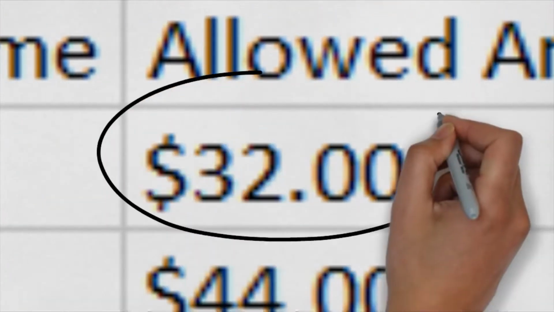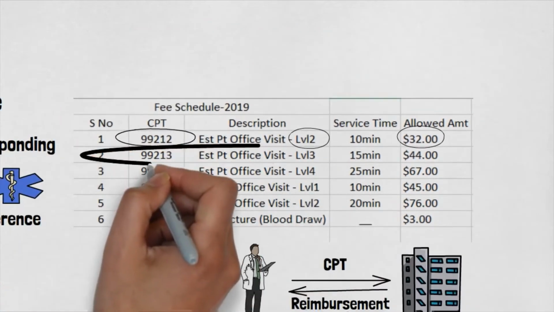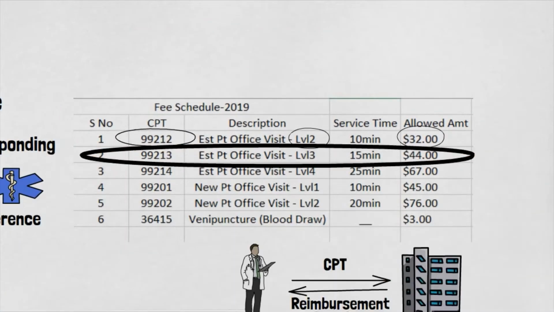So 99212 is a level 2 CPT code and $32 is the allowed amount for 99212, which means that no matter how much the provider bills the insurance company for CPT 99212, the maximum payment the provider will receive is only $32. In a similar way, for CPT 99213, the maximum allowed amount is $44.